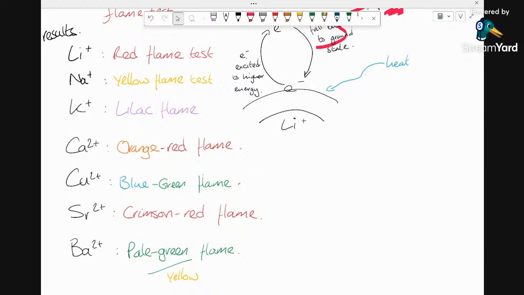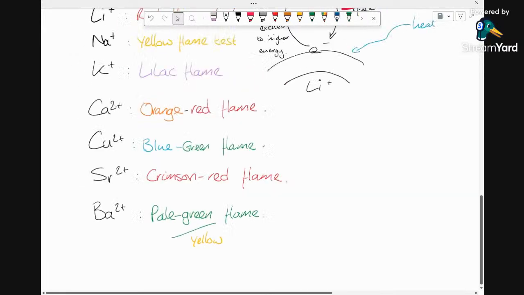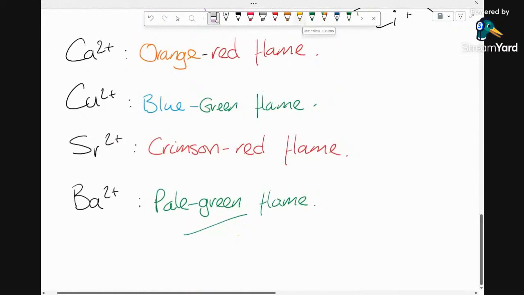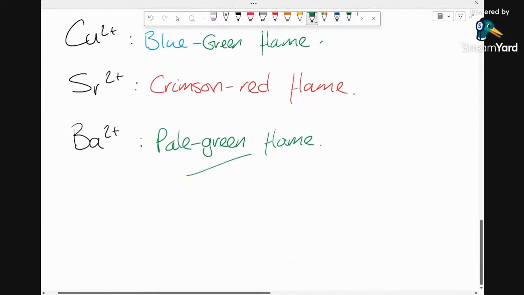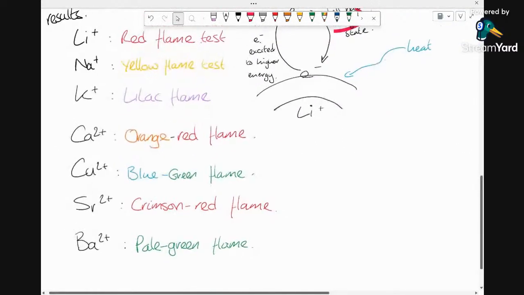The 2+s are orange, red, blue, green. By the way, you can say green, blue, or red, orange. It wouldn't make any difference which way around you say it. Crimson red, pale green, sometimes pale yellow. They don't tend to call the barium 2+ yellow because it then overlaps with the yellow in sodium. That's kind of why they do what they do, but I've seen places refer to it. So it's just something to keep an eye out for.